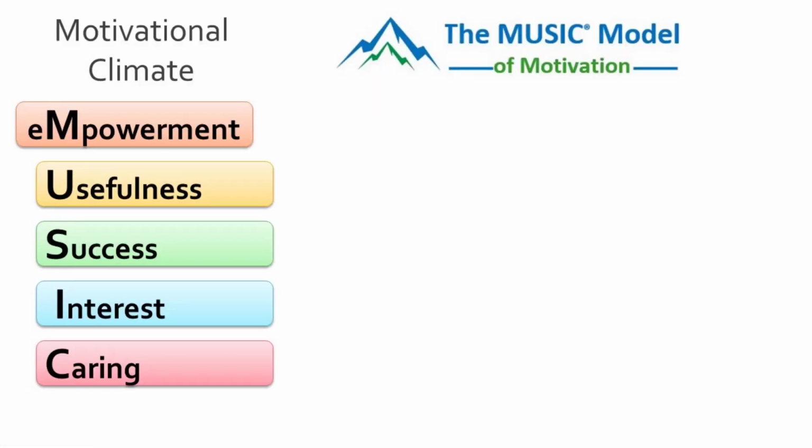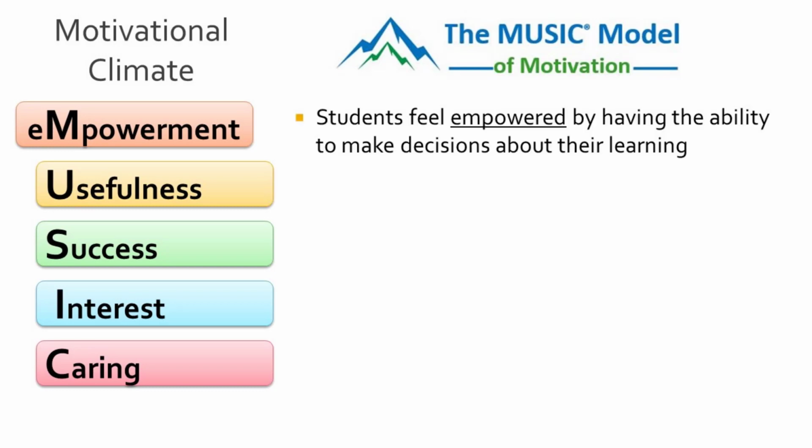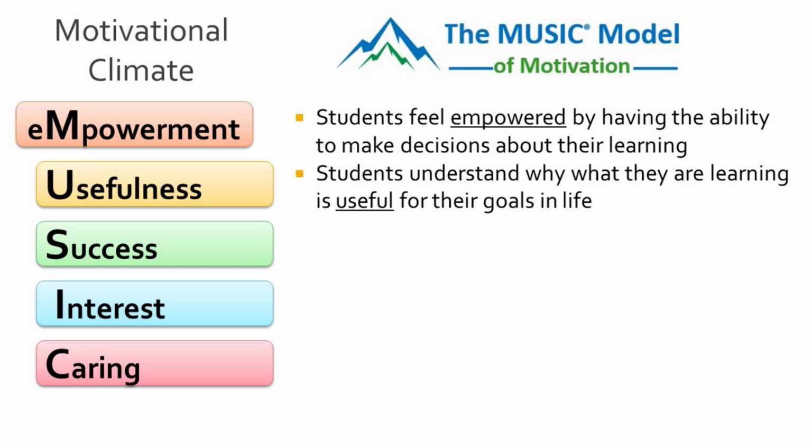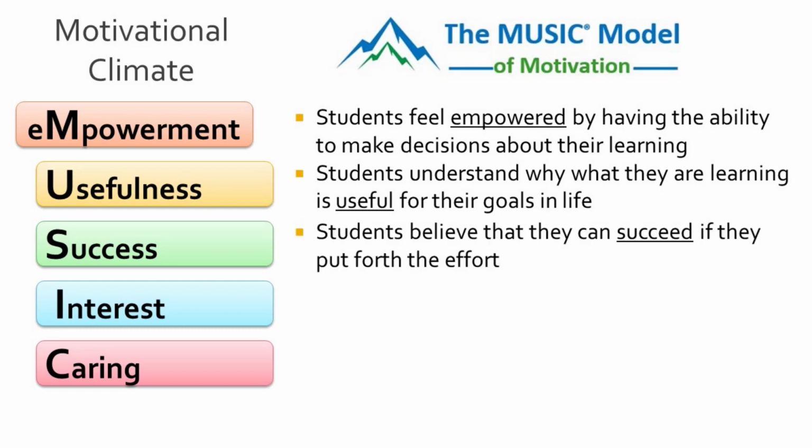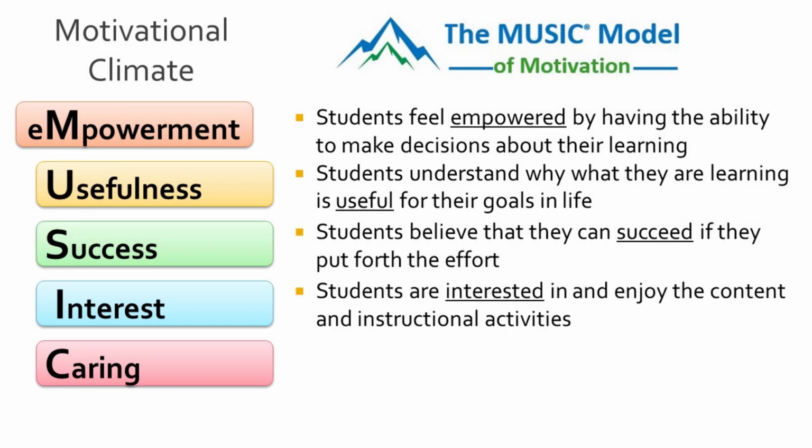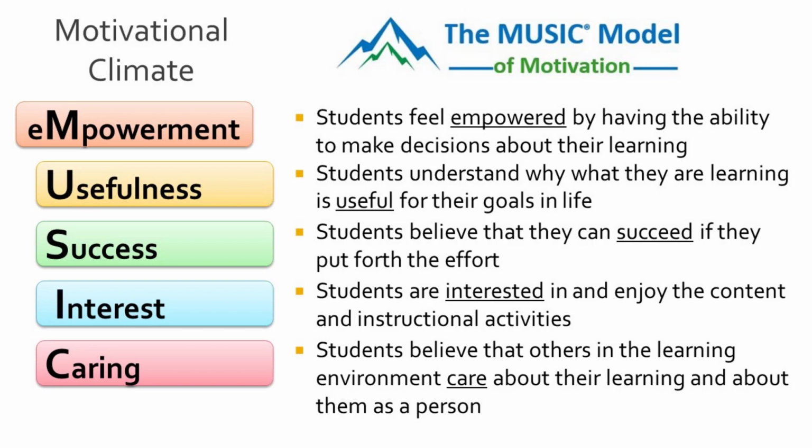The motivational climate is comprised of 5 factors that comprise the MUSIC model of motivation: empowerment, usefulness, success, interest, and caring. For empowerment, students feel empowered by having the ability to make decisions about their learning. For usefulness, students understand why what they're learning is useful for their goals in life. For success, students believe that they can succeed if they put forth the effort. For interest, students are interested in and enjoy the content and instructional activities. And for caring, students believe that others in the learning environment care about their learning and about them as a person.